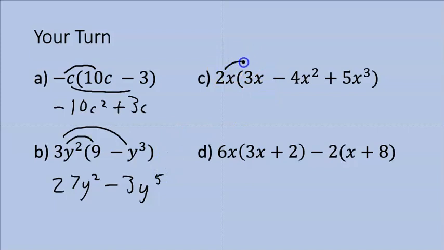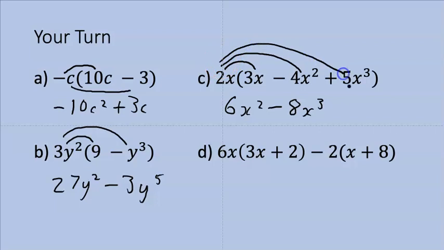C, 2x times 3x gives me 6x squared. 2x times minus 4x squared is minus 8x to the 3. And then 2x multiplied by 5x to the 3, that gives me 10, x times x to the 3 gives me x to the 4.